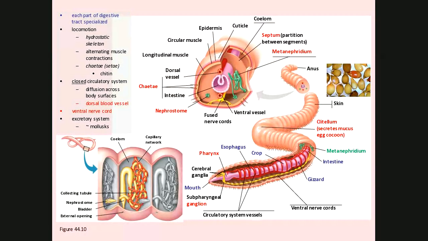Closed circulatory system, diffuse across their body surfaces. They stay small, so they can do that. The major blood vessel is dorsal. Nerve cord is ventral. Now, highlighting that in red because that's important later on when we talk about which group of invertebrates may have given rise to the vertebrates. An excretory system very similar to the mollusk, so the flame cells again, repeated in each segment. Now we've got a nephrostome, which again is a flame cell with a collecting tubule, takes that material and dumps it out the external opening.